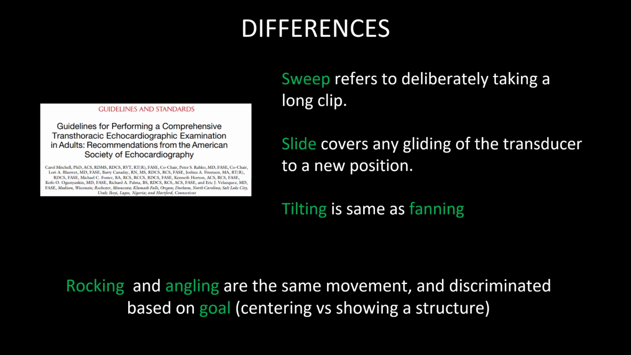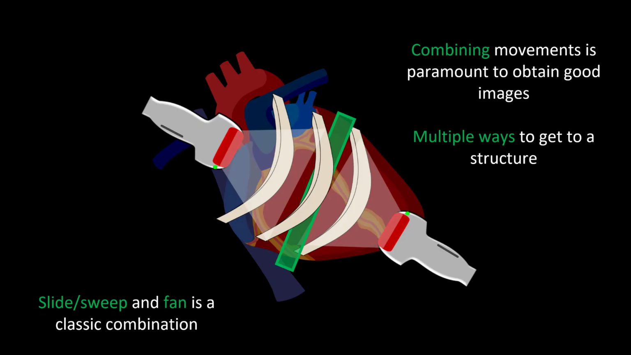In the ESC, the term angling is introduced. Angling is the same technical motion as rocking, but differs by intent or goal. Rocking in ASC aims at centering a structure on the screen, while angling is about showing a specific structure without necessarily centering it. To optimize your image, it is important to understand how these maneuvers combine.